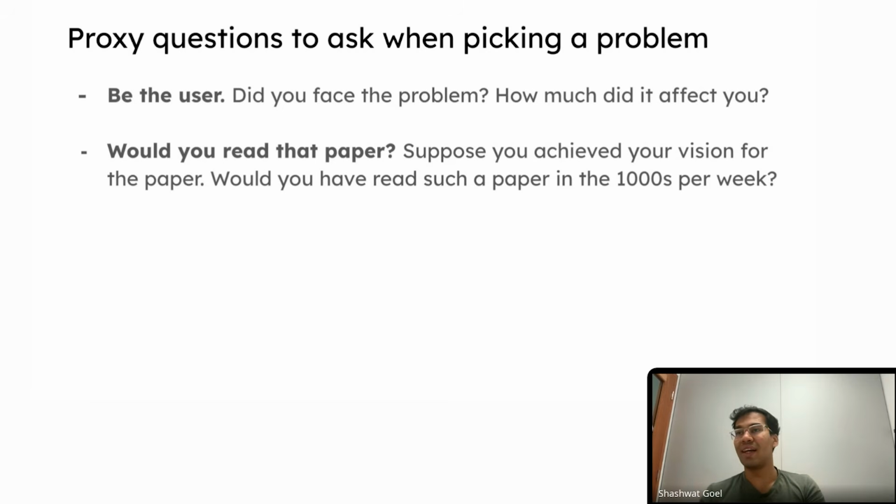The second thing was, let's say you came up with an idea. Before you start working on this idea, think about if you achieved the best version of this idea, whatever your vision for this paper or project is, you put it out there. It's among this pool of 1,000 papers that come out every week. Would you yourself have read your paper if you saw the title and abstract? If the answer to this is no, then maybe you should not spend 6 months of your life working on this problem, because you don't yourself care about it. You wouldn't have read it yourself.